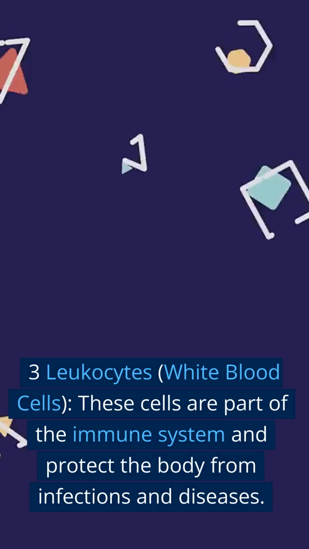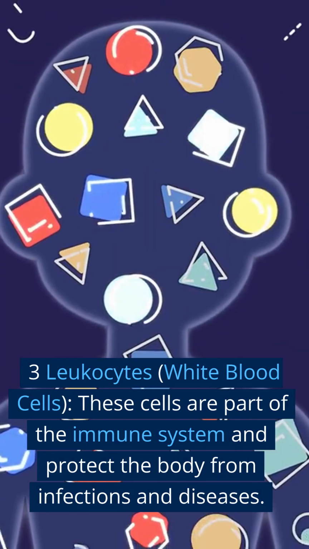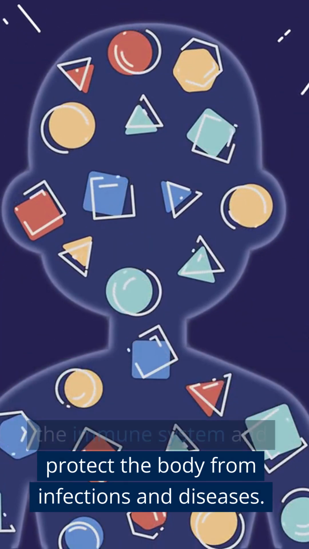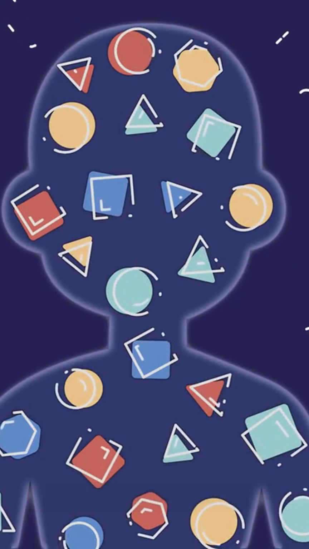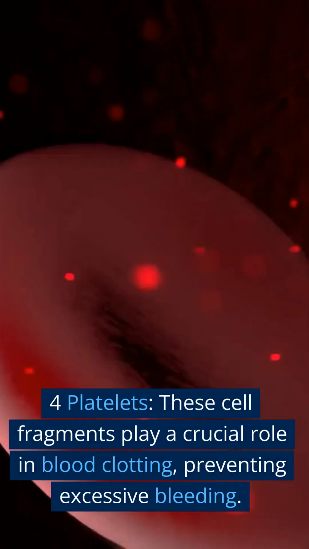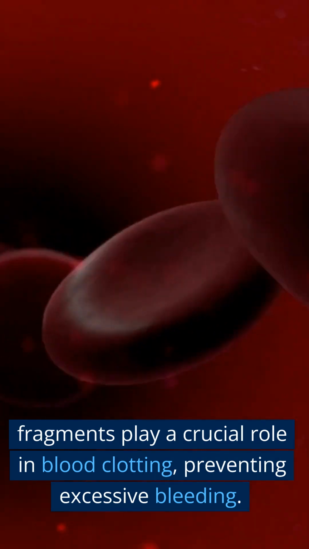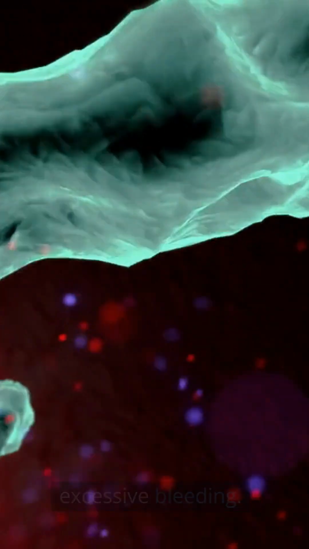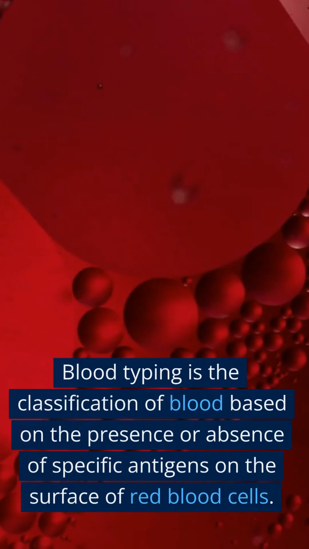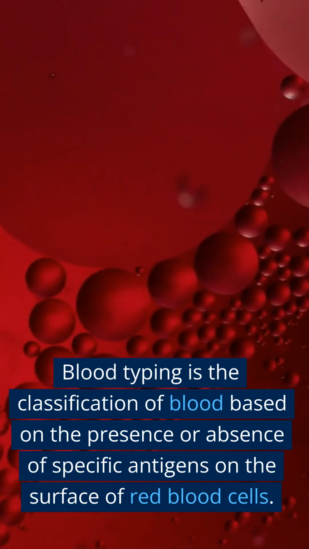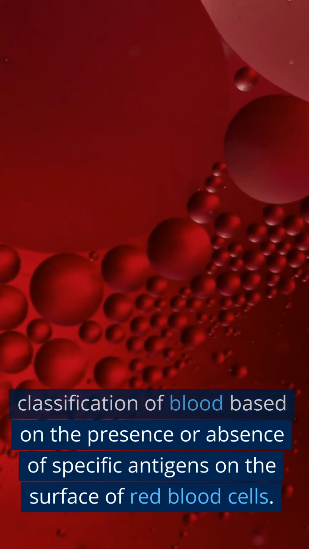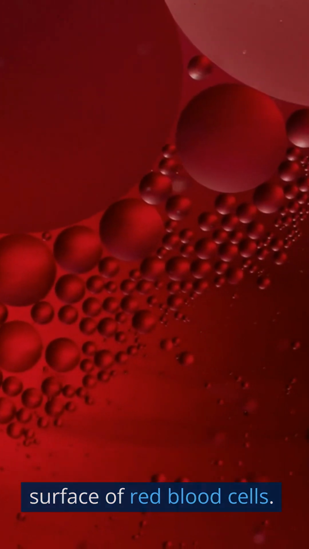3. Leukocytes, white blood cells. These cells are part of the immune system and protect the body from infections and diseases. 4. Platelets. These cell fragments play a crucial role in blood clotting, preventing excessive bleeding. Blood typing. Blood typing is the classification of blood based on the presence or absence of specific antigens on the surface of red blood cells.